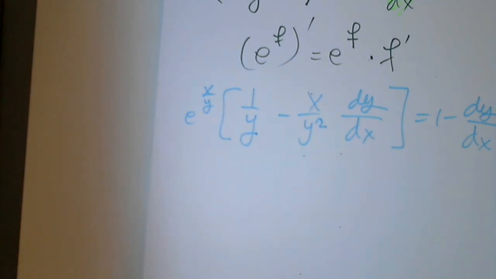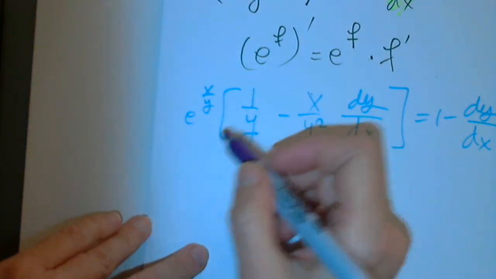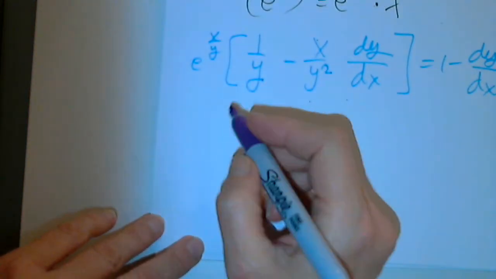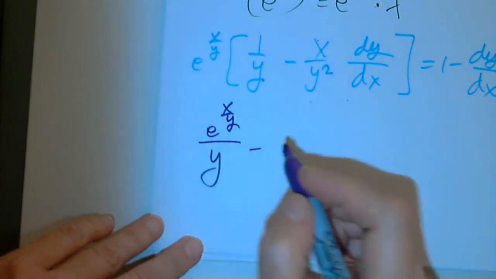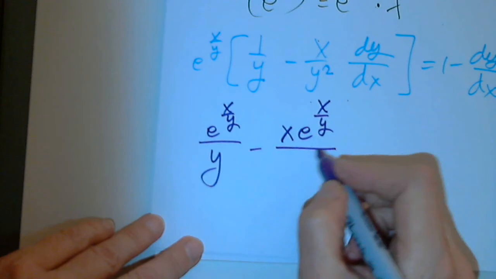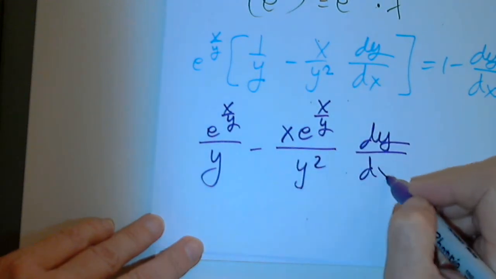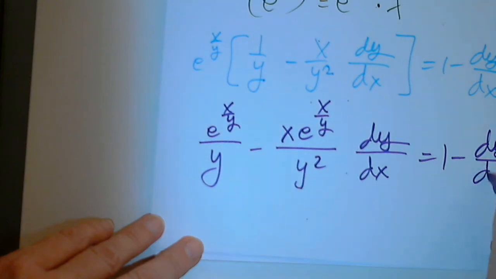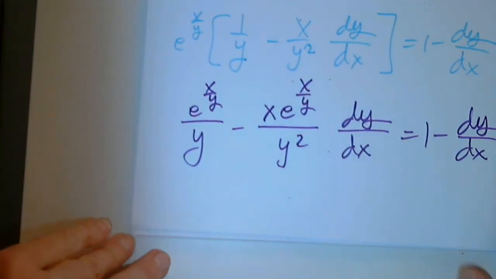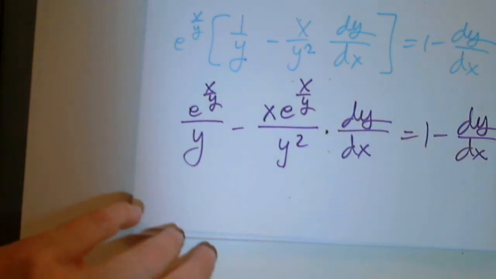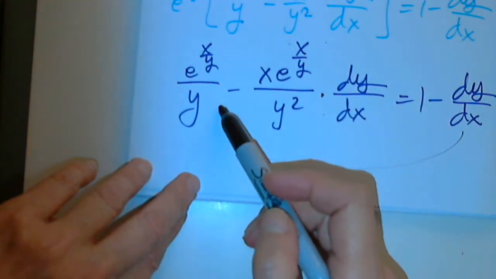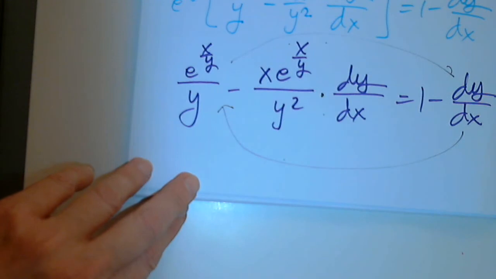Okay. So now I'm closer. I will distribute this to 1 over y and this to x over y squared. So e to x over y minus x e to x over y squared dy over dx equals 1 minus dy over dx. I guess that's why this was in red in the book. Very interesting problem. And now it's up to you what you want to do. You can bring this over right here in front and this to the back, or the other way around. It doesn't matter to me.